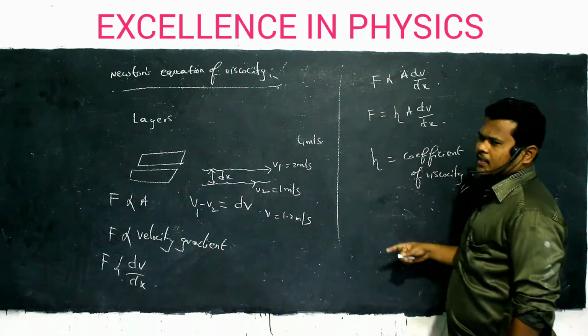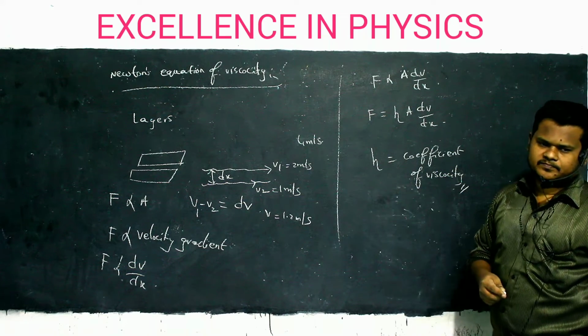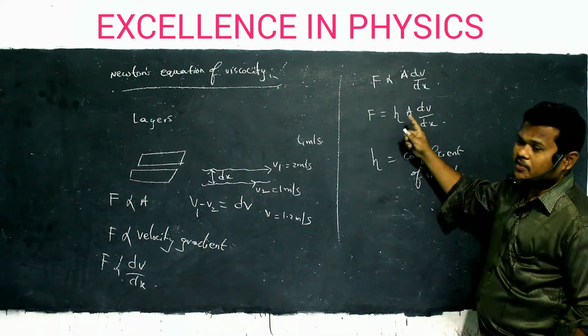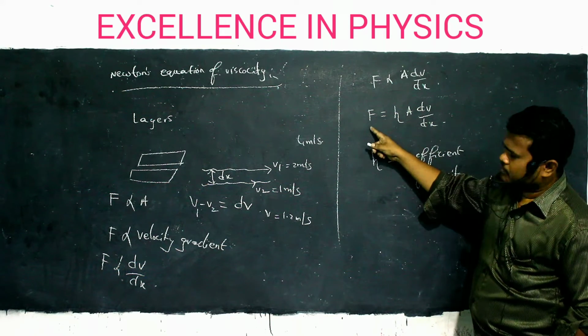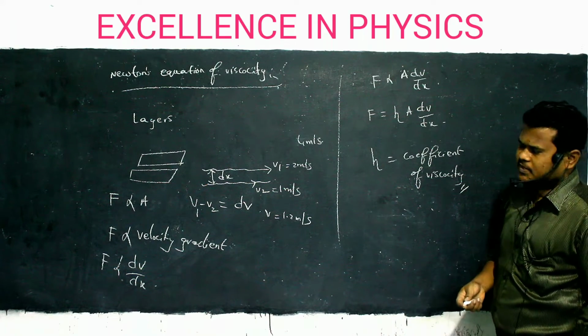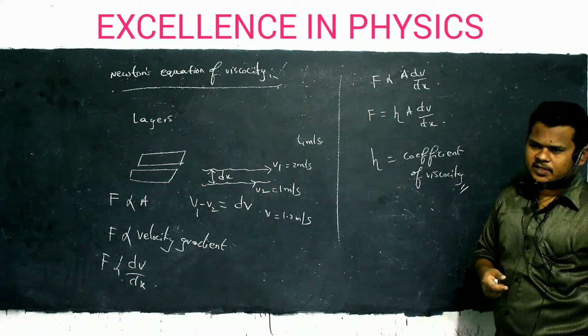Clear, ma? And this eta value changes from liquid to liquid. Different liquids will have different coefficients of viscosity, no? So if the eta value is greater, what is the meaning of this? It means that viscous forces are also greater in that liquid. So therefore eta is called the coefficient of viscosity. Are you able to understand, ma?